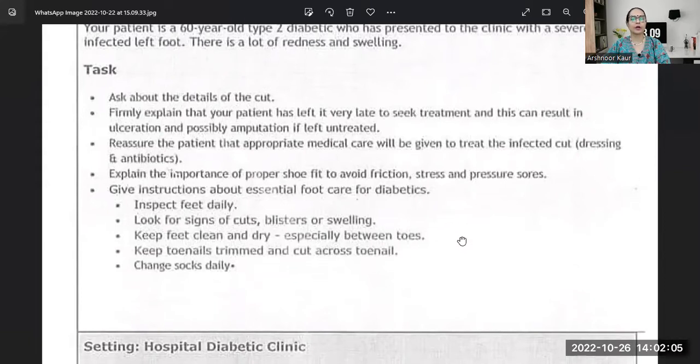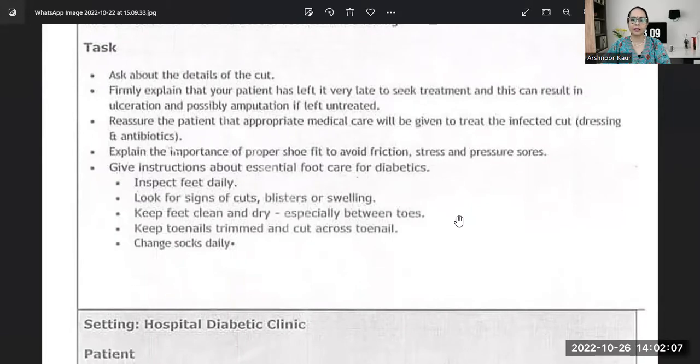So then you may continue with the task by asking for the information. See students, information gathering is a very important part in OET speaking. So you have to gather the information by asking questions related to this. That is, first of all, ask the patient about the history of the wound.